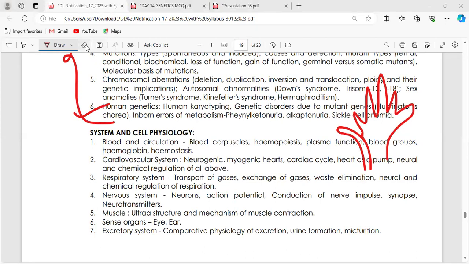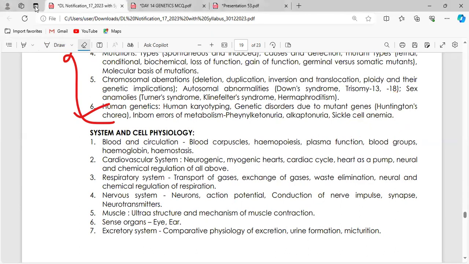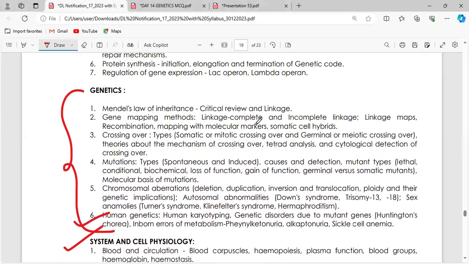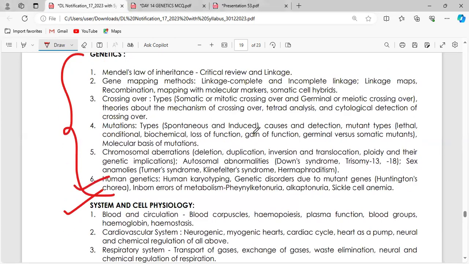Yeah, for tomorrow, the entire genetics will be the test for us. And after finishing the genetics, we are going to see system and cell physiology. Okay? Everybody clear?